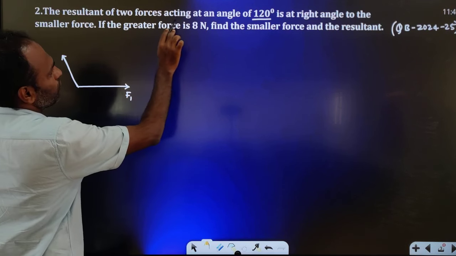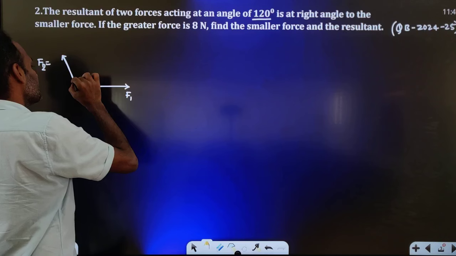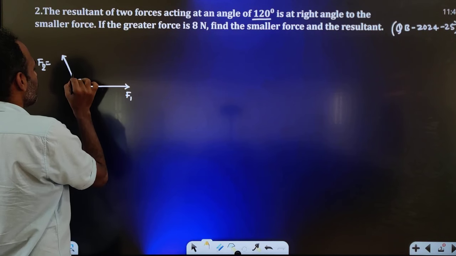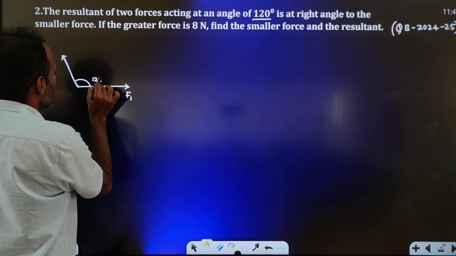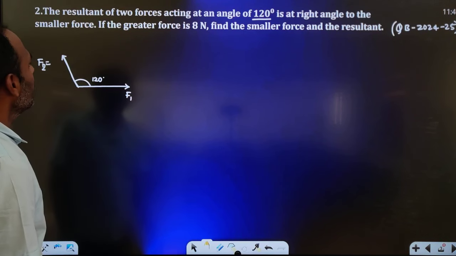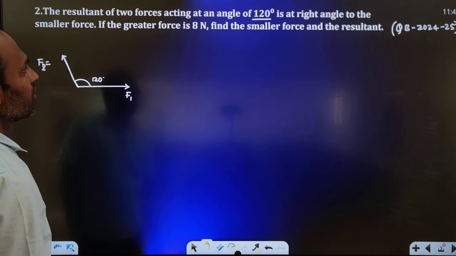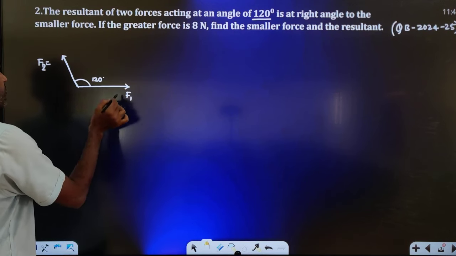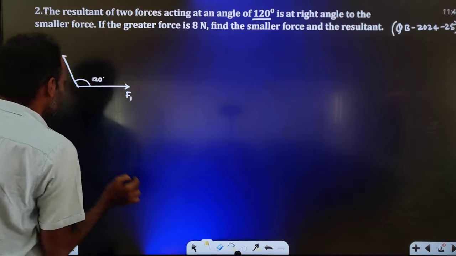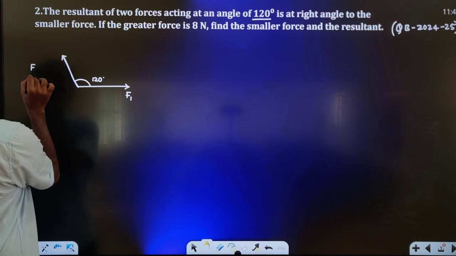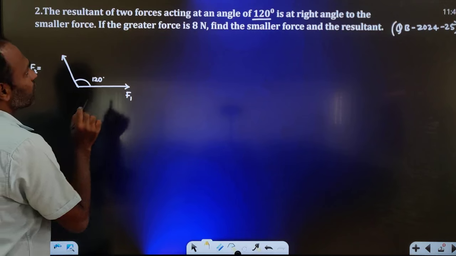The resultant of two forces acting at an angle of 120 degrees. So the angle between them is 120 degrees, right? To the smaller force. Okay, resultant... now look, F1 and F2 are the two forces given here. Let me say F1 is the smaller force and F2 is the greater force.